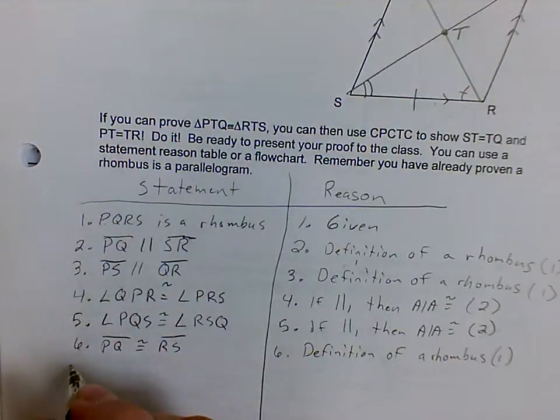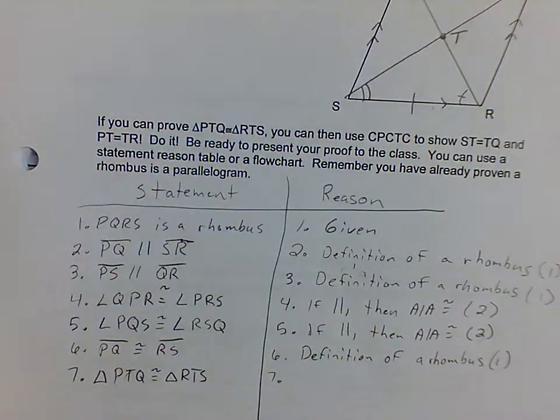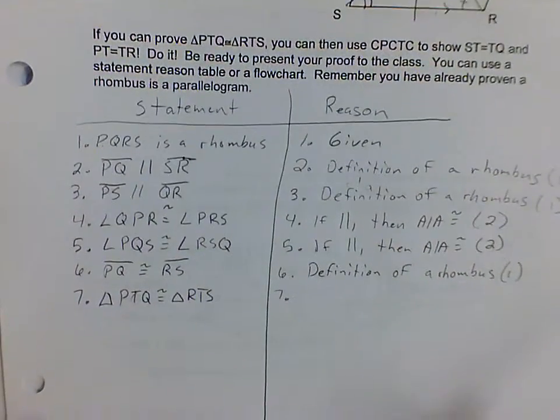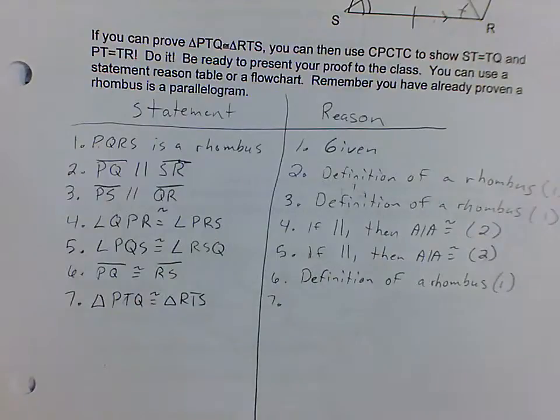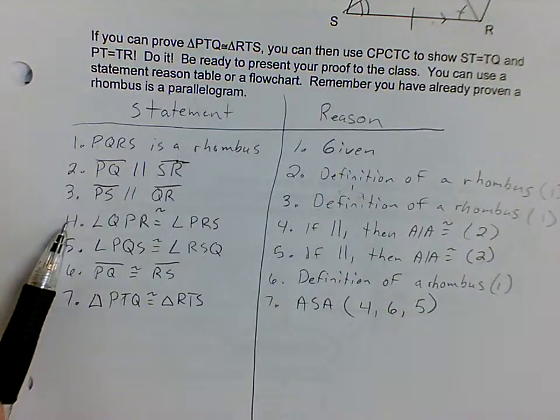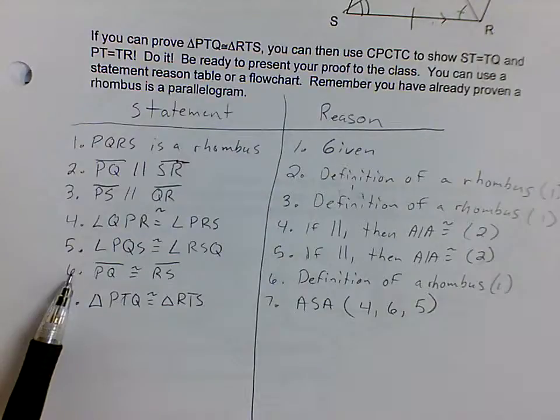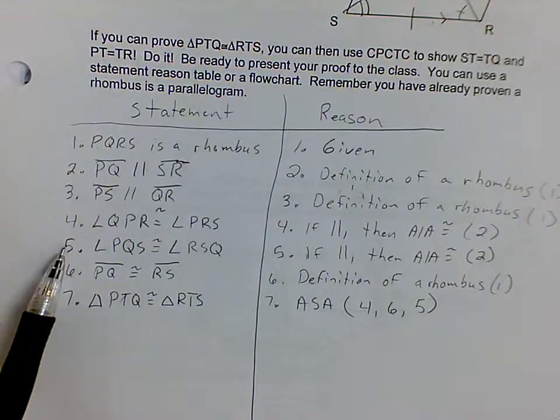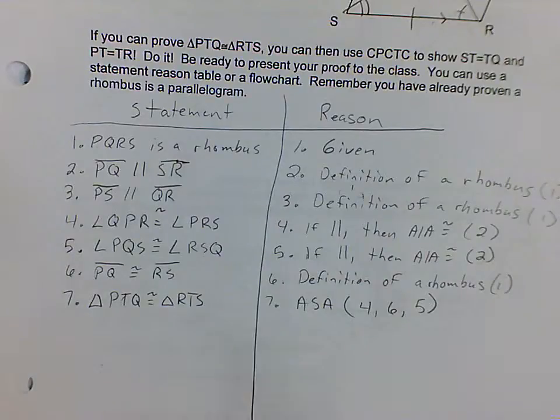All right, step 7. So then step 7, we can say that triangle PTQ is congruent to RTS. Put that up. And how do we know those triangles are congruent? What triangle congruency theorem is that? It's going to be angle side angle. So we proved the first angle with step 4, and then we proved that side in between the two angles in step 6. And then to prove that last angle, we use step 5. So steps 4, 6, and 5.